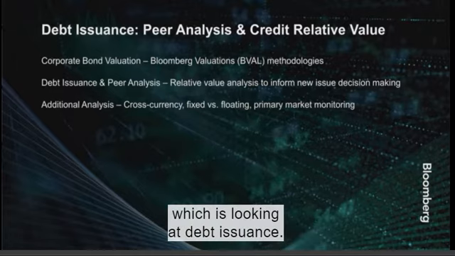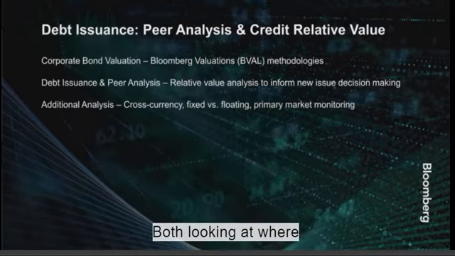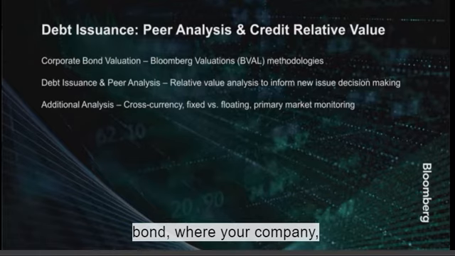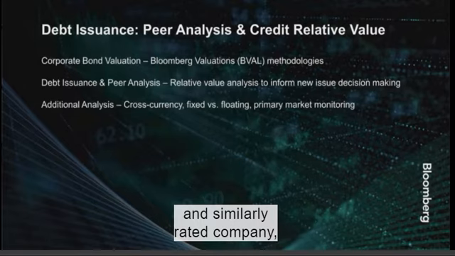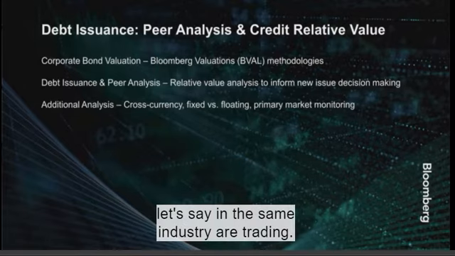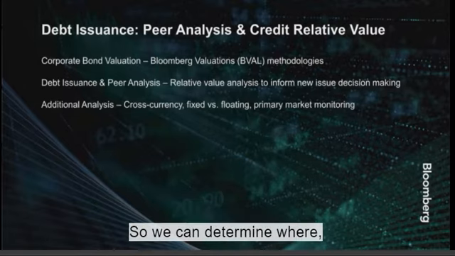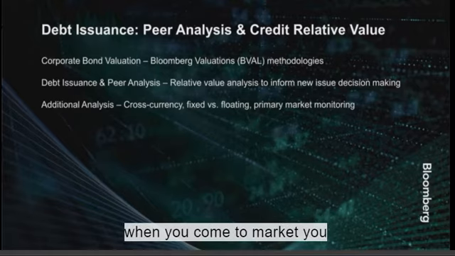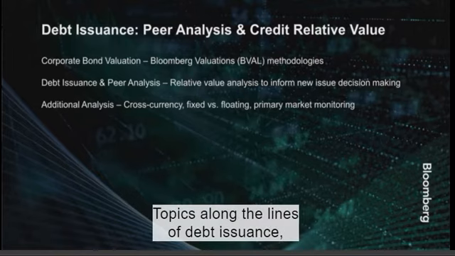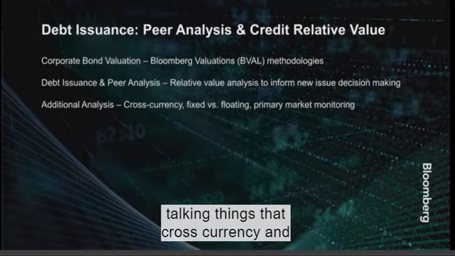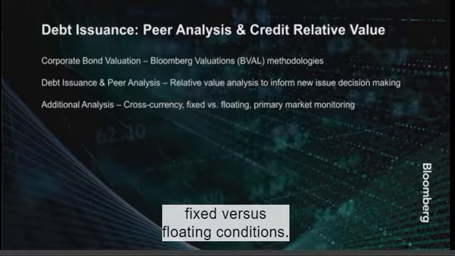which is looking at debt issuance, both looking at where bonds of your company, assuming that you are the issuer, and similarly rated companies, let's say in the same industry, are trading, so we can determine where, when you come to market, you might issue bonds. And then third, we will look at additional analysis, and that will be slightly more advanced topics along the lines of debt issuance, talking about things like cross-currency and fixed versus floating decisions.